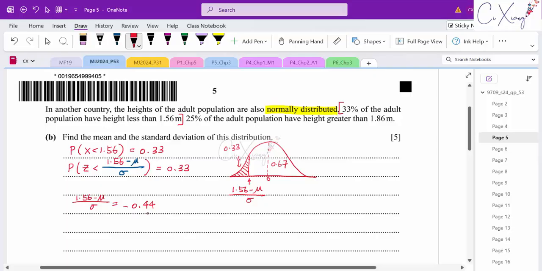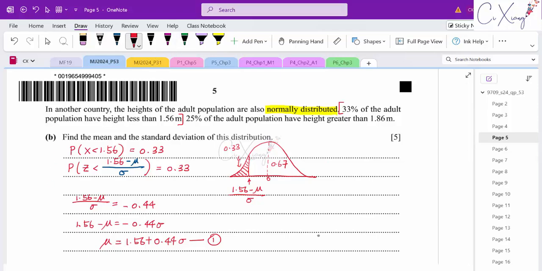Then we form one equation from the equation that we have here: 1.56 minus mu equals negative 0.44 sigma. So mu equals 1.56 plus 0.44 sigma, and this is my first equation. Now I need a second piece of information to get a second equation, so that I can solve the equations simultaneously to get mu and also sigma.